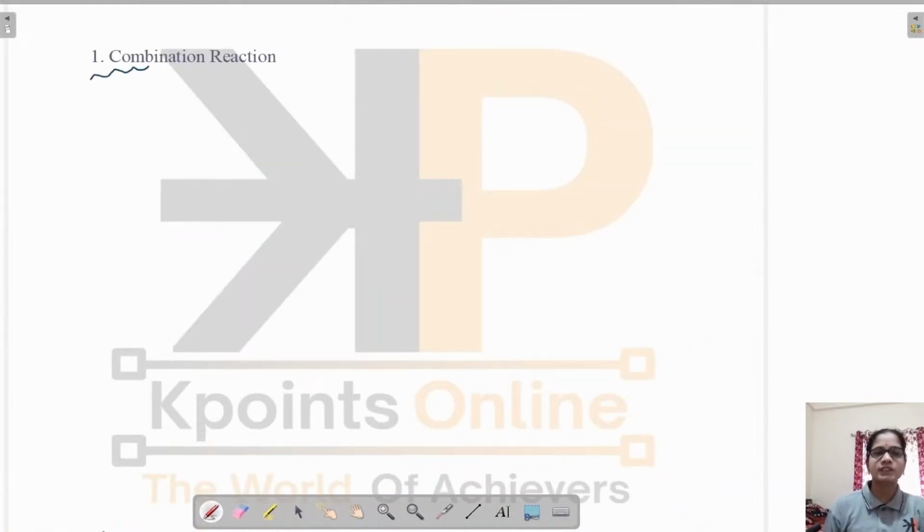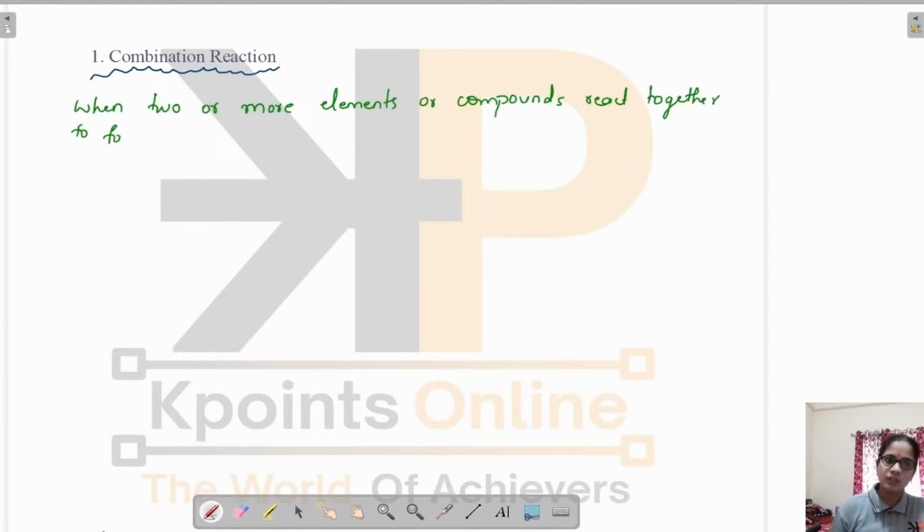First is combination reaction. Here the name itself indicates we are combining the reactants to form a single product. Okay, it is a combination reaction when two or more elements or compounds react together to form a single product. The reaction is called a combination reaction.